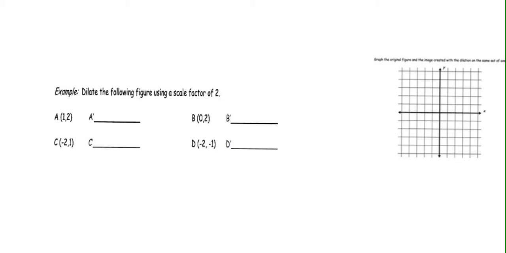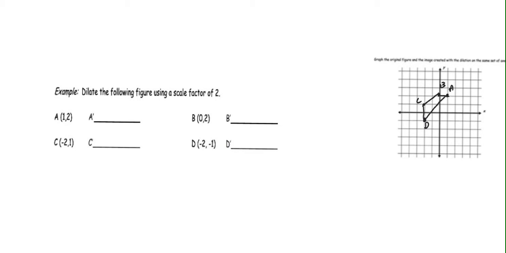It says dilate the figure using a scale factor of 2. So we're going to look at the original points A, B, C, and D, so we can plot them. A is at 1, 2. Here's A. B is at 0, 2. Here's B. C is at -2, 1. And D is at -2, -1. So this is our original image.